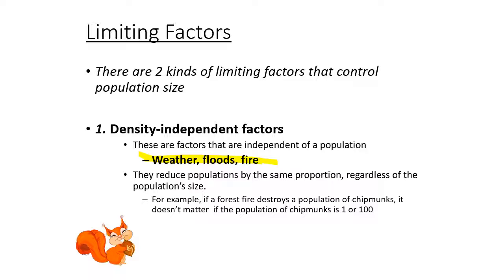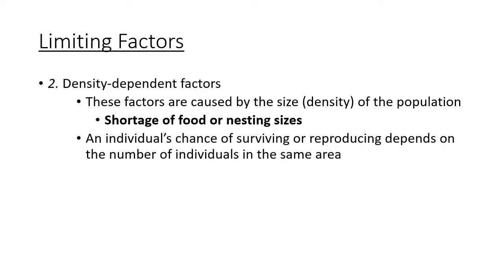So our example down here is if a forest fire destroys a population of chipmunks, it doesn't matter if that population is only 1 chipmunk or 100 chipmunks. It's going to affect the chipmunks. So then we have density dependent factors, and this is going to be caused by the size or the density of that population. So this can be due to a shortage of food or nesting sites or places to sleep. And an individual's chances of surviving will depend on the number of organisms in the same area.